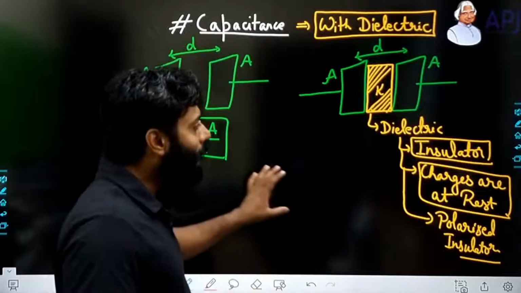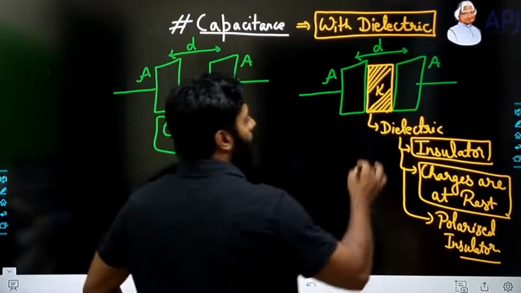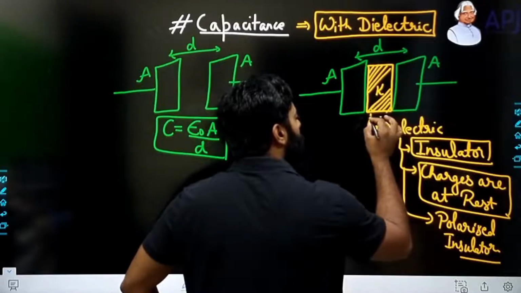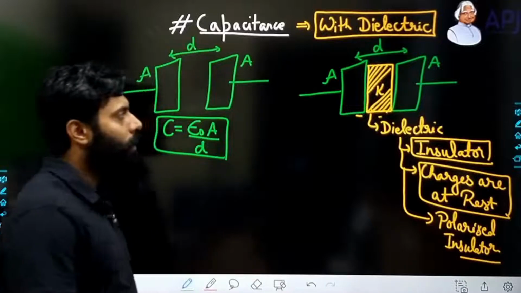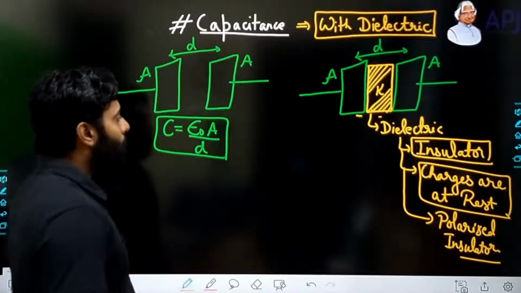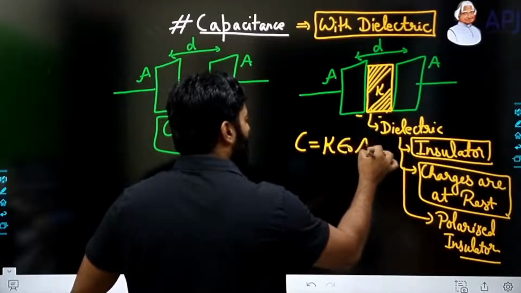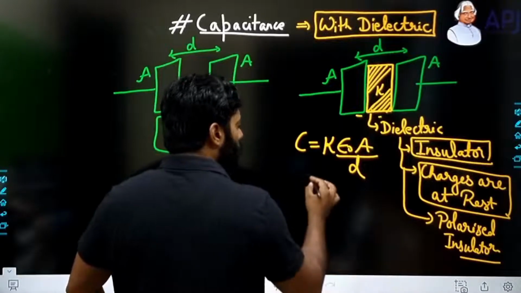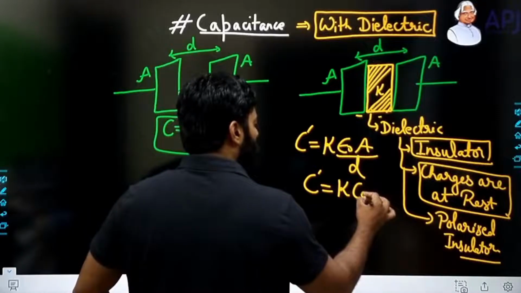Now, what happens when you place a dielectric whose thickness is d only, so you are completely filling that part? The new capacitance you will get is C = K ε₀A/d. So I can write that C' will be equal to K C₀.